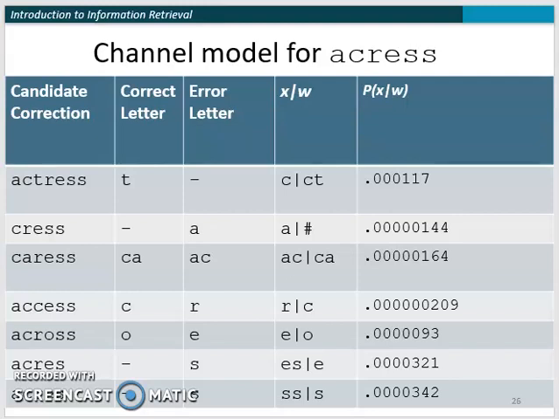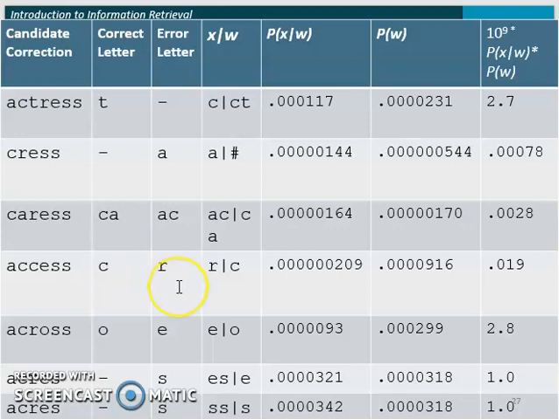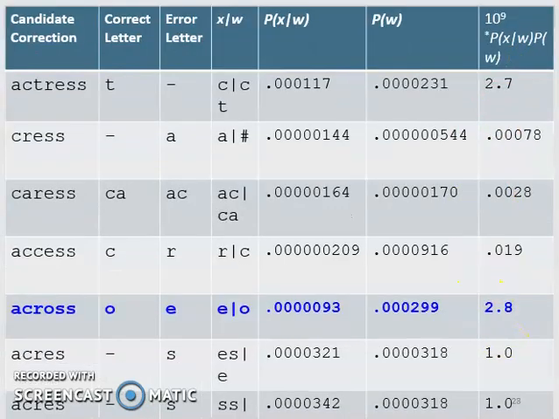We now have the channel model probability and the prior probability. So we can multiply these two and take argmax and rank the candidates now. This is the channel model probability, this is the prior probability, and we multiply these two and then take argmax, and that shows across is the most probable candidate for the mistake across.